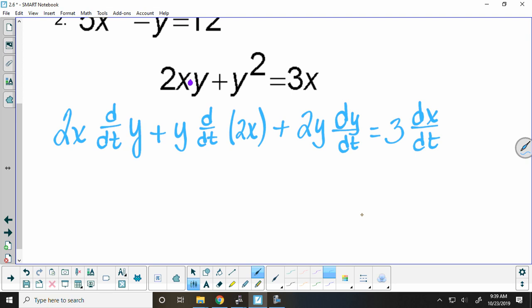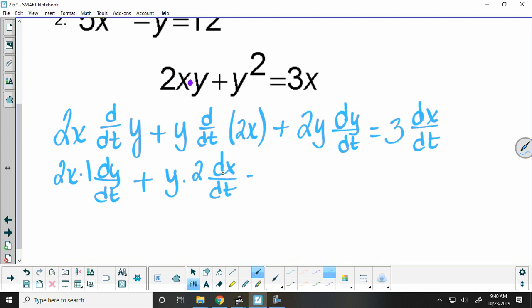Now the good news is when we get into the applications, the derivatives are going to be pretty easy. They won't be this convoluted. All right. What's the derivative of y? 1. And what did you just do the derivative of? dy over dt. Plus y times, what's the derivative of 2x? And what did you just do the derivative of?